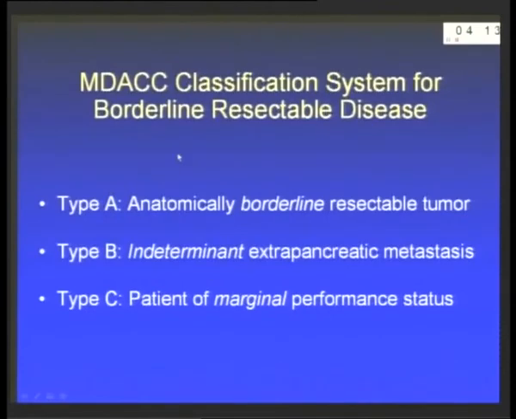Now, earlier I alluded to the different classes of borderline patients that we have in our interdisciplinary planning conference. The group that we've been talking about primarily this evening has been what we call our type A borderline patients, who are classified as borderline resectable on the basis of anatomic criteria. We also have two other groups.